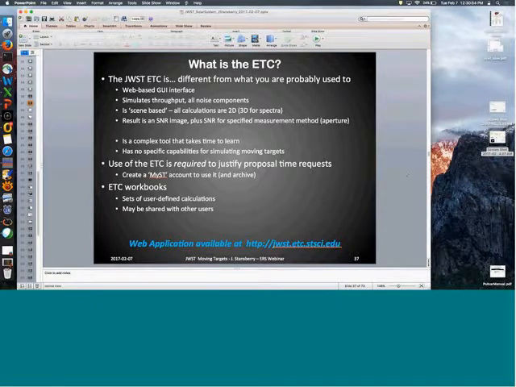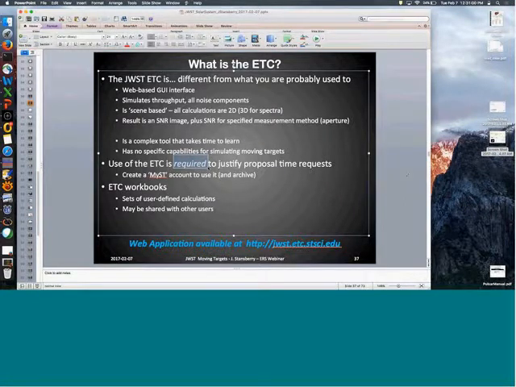The other thing is that you'll be required to use it to justify your proposal time request. There's really not much option to avoid using it, at least at some level. I'm going to try to explore some options for some flexibility about that, but I can't make any promises. To use it, you'll need to create what's called a MAST, M-A-S-T account, which is going to be used for the archive. And maybe for the help desk, do you need that? Yeah, if you put in a request to the regular help desk, you'll also use your MAST account for that.